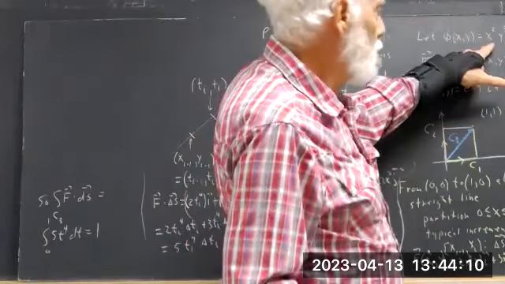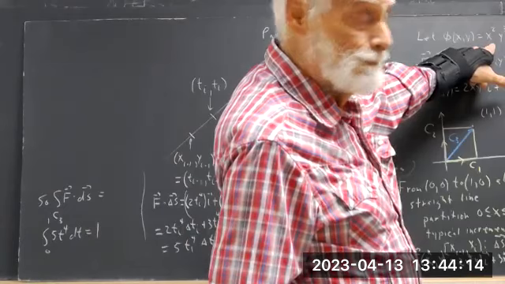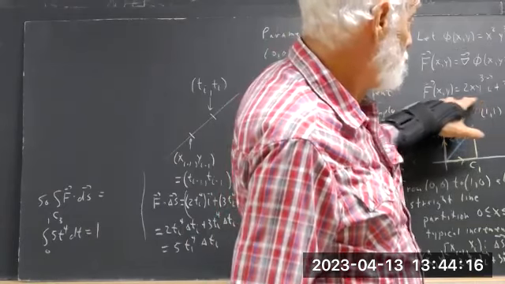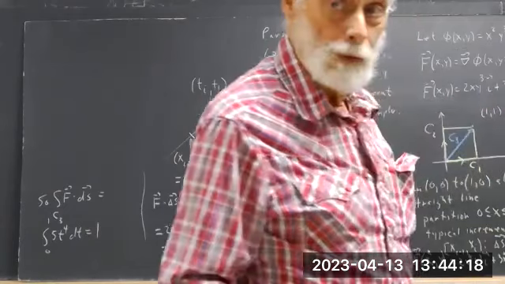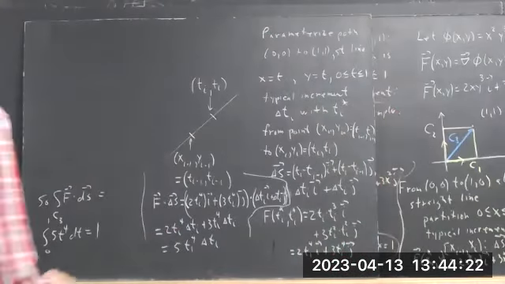Suppose we don't know that this is a potential function. How would we figure it out? From the form of the function. Okay.